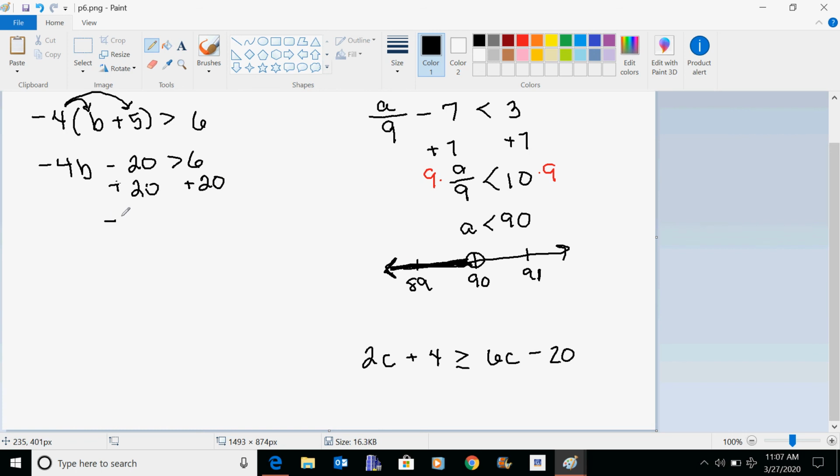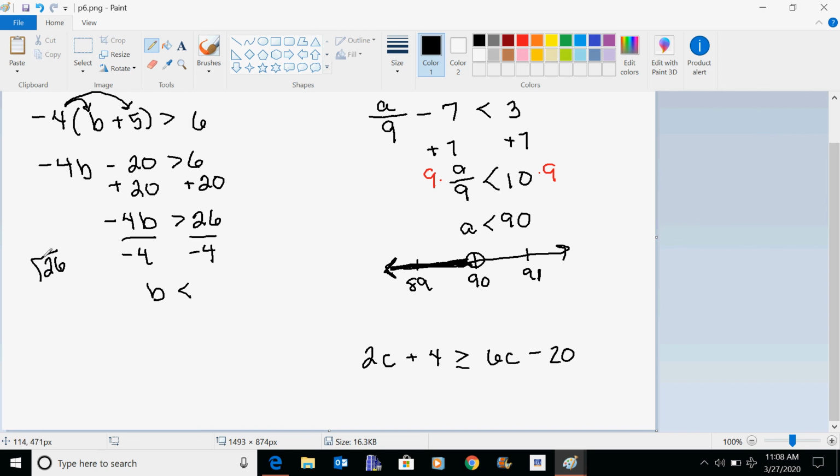And I get negative 4b is greater than 26. I need to then divide by negative 4. So as I divide by negative 4, this is going to flip over my inequality sign because I divided by a negative.